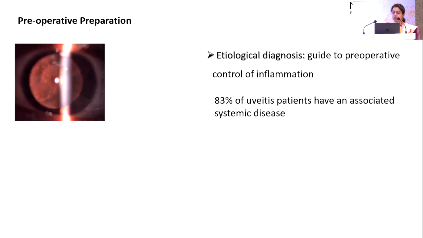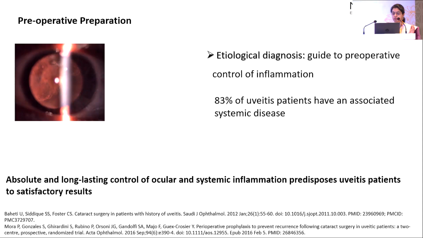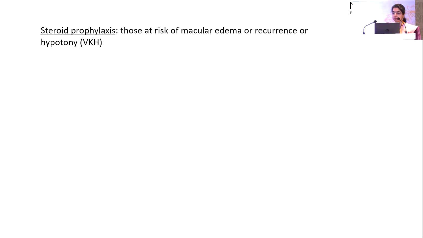So etiological diagnosis is very important to control preoperative inflammation. About 83% of uveitis patients have an associated systemic disease. So unless we have an etiological diagnosis, we can never control the intraocular inflammation. So absolute and long-lasting control of ocular and systemic inflammation predisposes uveitis patients for satisfactory results.